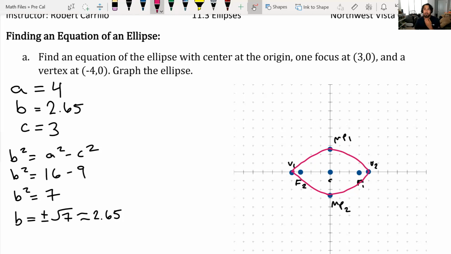Okay, but now we just wanted to know what the equation was. So we know that our equation for this ellipse is going to be x squared over a squared. So x squared over 16 plus y squared over, sorry, not 9, y squared over b squared, which would be 7, equals 1.